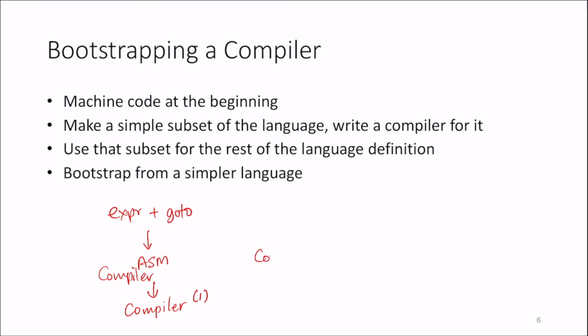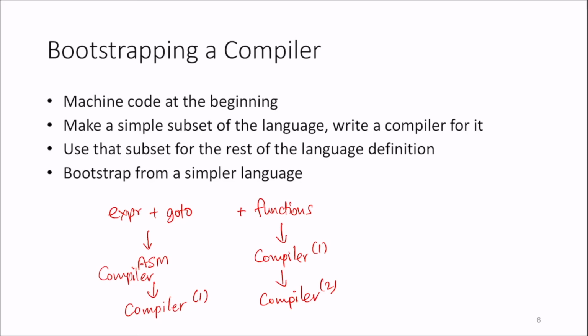And now what I can do is use compiler 1, which does understand expressions and goto statements, to implement expressions plus goto plus some new aspect that's going to be useful in the language. Let's say functions. So it implements functions, and now it goes through compiler 1. You get a new compiler. Now this compiler can understand how to deal with functions in this programming language.